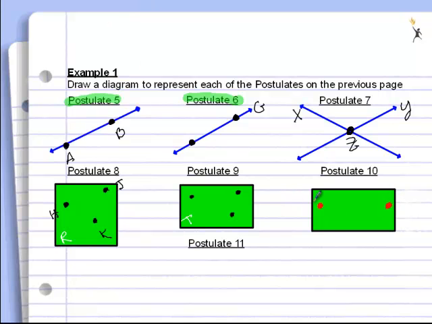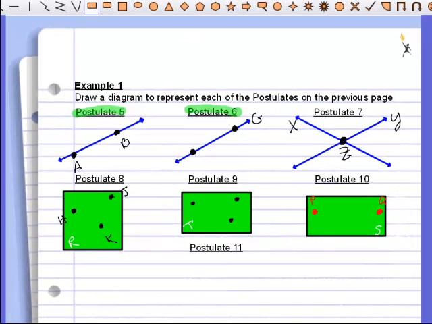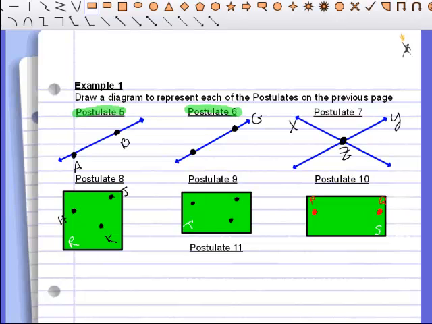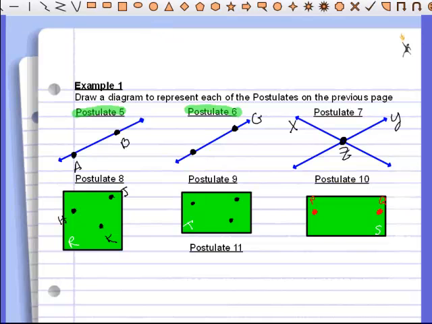I need to label my plane too, by the way. This one's going to be S, plane S. Let me label my points as P and Q. And now, if 2 points lie in a plane, then the line containing them lies in the plane too. So I want to go get my line. There. If 2 points lie in a plane, then the line containing them lies in the plane also.